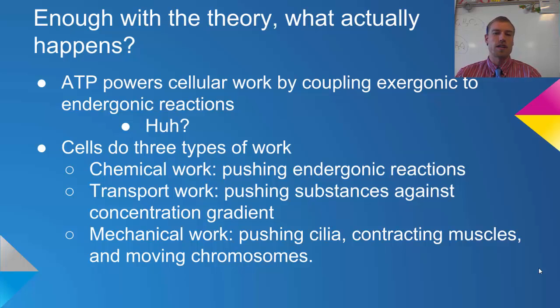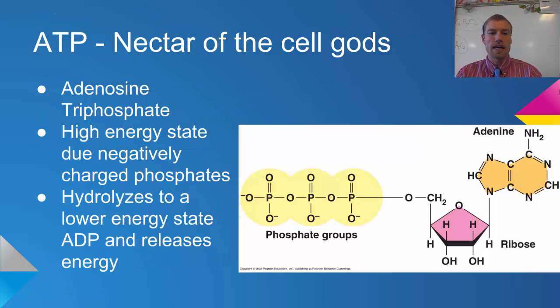There are kind of three different types of work that are done. We have chemical work, which is where we use ATP to do some sort of endergonic reaction. We also can do transport work, so we can push things against the concentration gradient, or we can do mechanical work, which is things such as cilia moving, pulsing to be able to move a cell around, or contracting of muscles, or moving of chromosomes, things like that. So ATP is the energy of choice for cells.